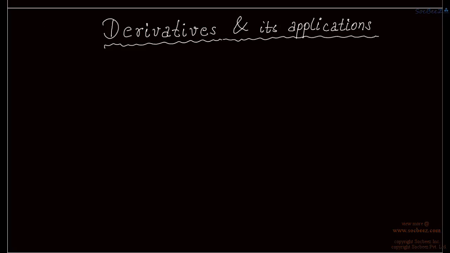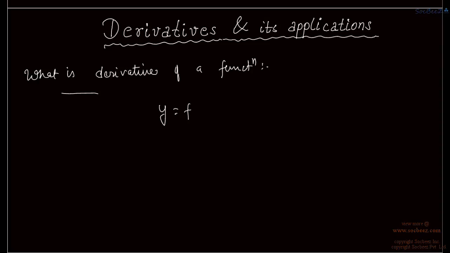Okay, so what is the derivative of a function? Let us say y is equal to f(x) is a function. We want to find its derivative at point x is equal to a. So we write f dash a. That means derivative of f(x) at x is equal to a.